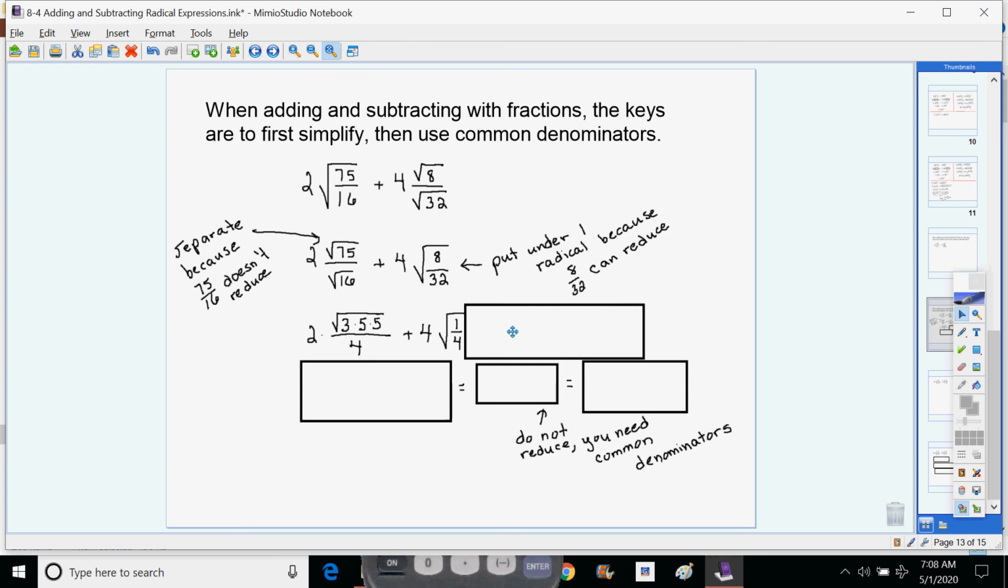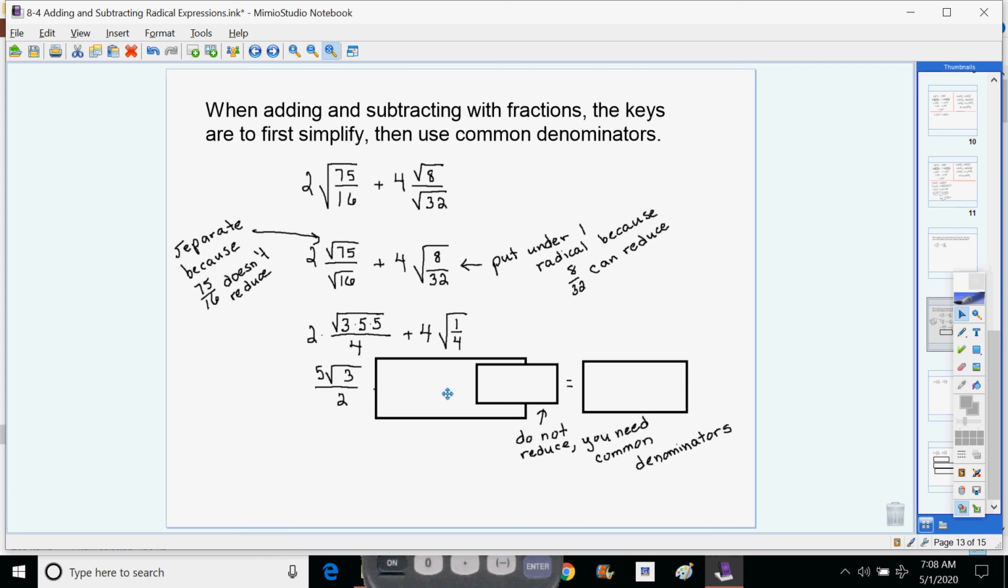8 over 32 reduces to 1/4, which, like I say, makes things a lot easier for you. Because yes, we could square root this, we'd just end up with a lot more work to do, but since I can do this first, I'm just going to be taking the square root of 1 over the square root of 4, which makes it easier. Okay, here a 5 pops out, and here, interestingly enough, we get just a half. Square root of 1 is 1, square root of 4 is 2.